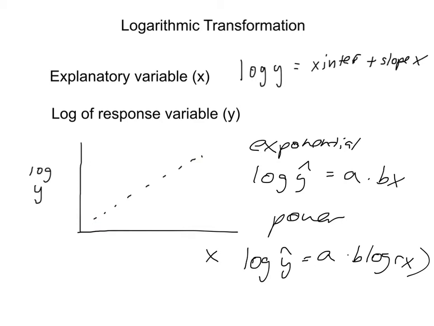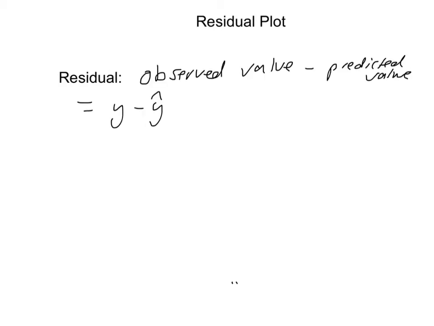Here's a little chart to show that if this was a good fit for an exponential model, and we took the log of y and set it up, this would be our linear regression line right there. Once you take the log and figure out what your linear line is going to look like, you're going to want to create a residual plot. And the residual, as we've discussed before, is y minus y hat, so it's your observed value minus your predicted value.